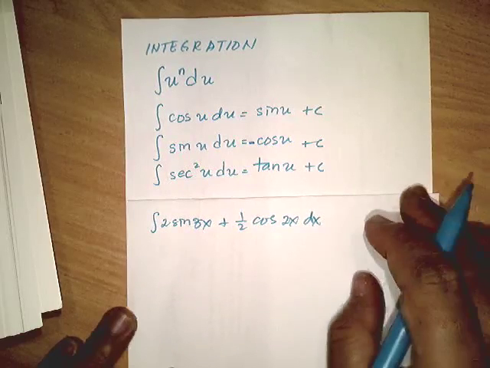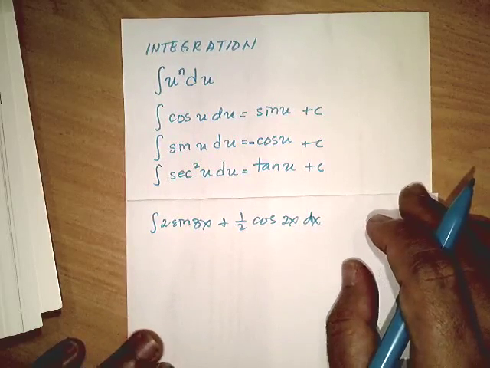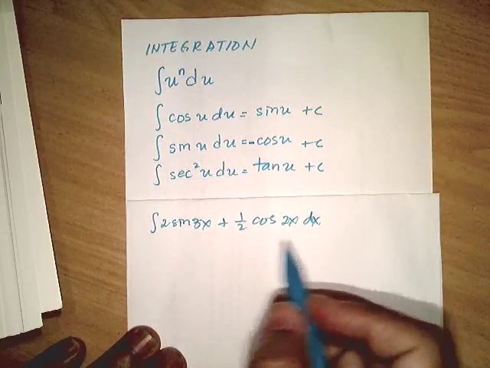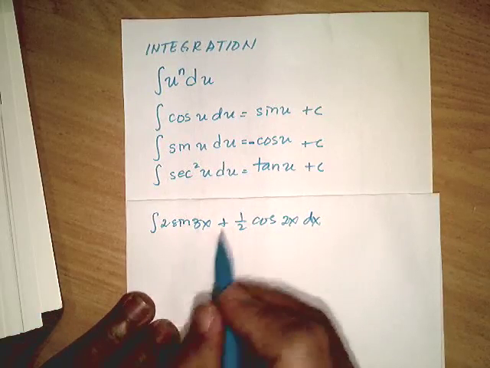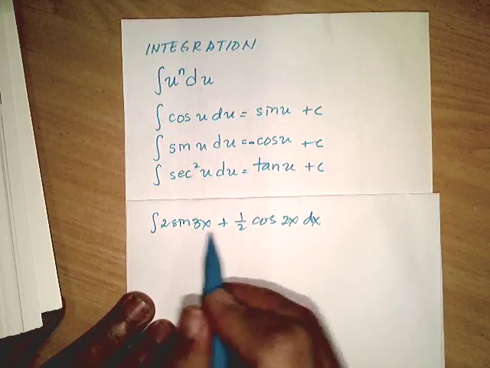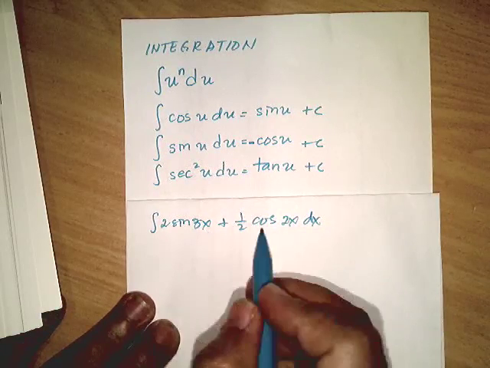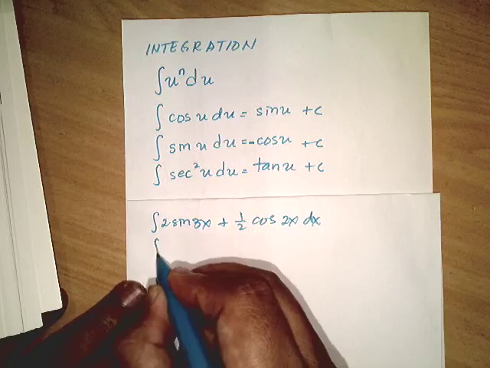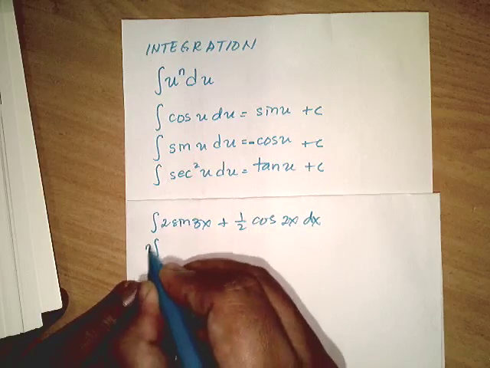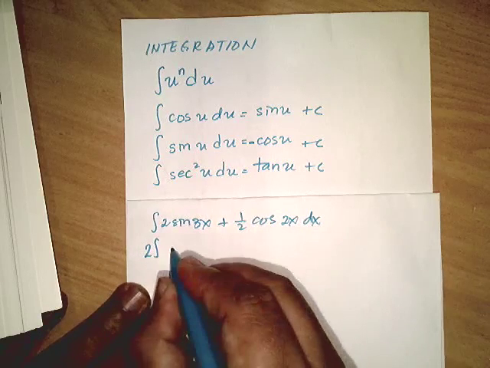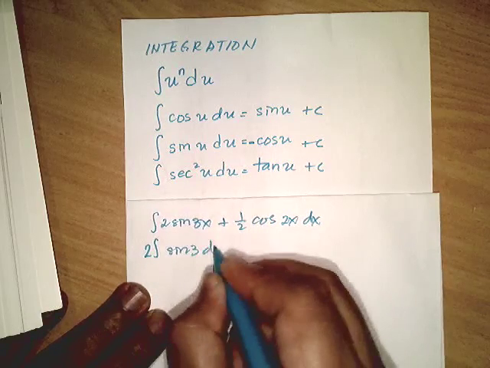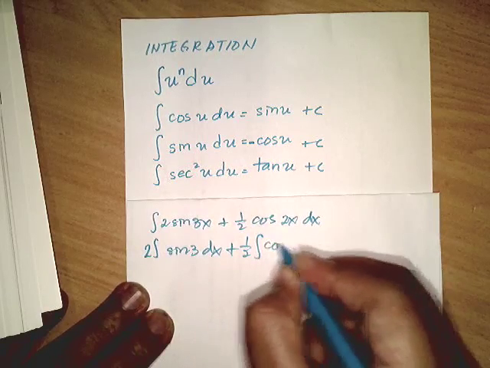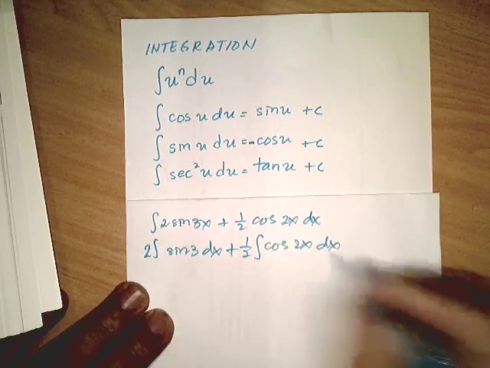So let's have part 2 of the integral for trigonometry. We have the integral of 2 sine 3x plus 1/2 cosine 2x. This one has two terms, so all we need to do is separate each term. This could be written as, I'll just put the 2 outside, 2 integral of sine 3x dx plus 1/2 integral of cosine 2x dx.